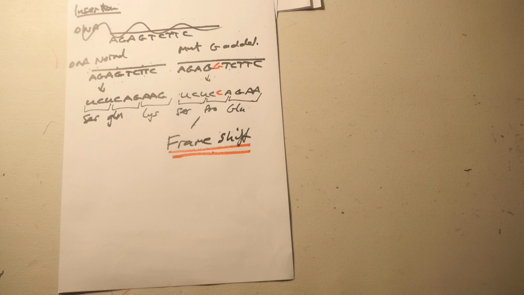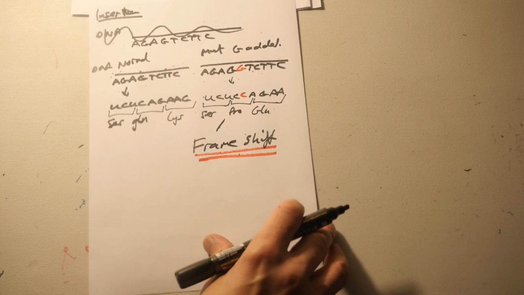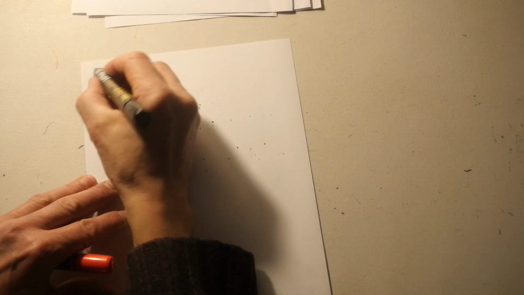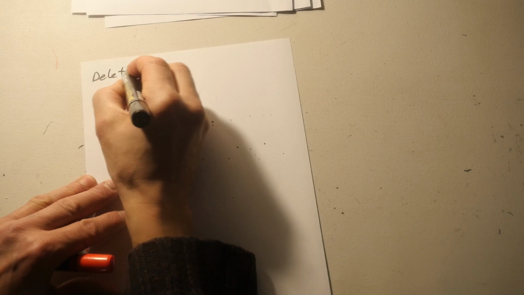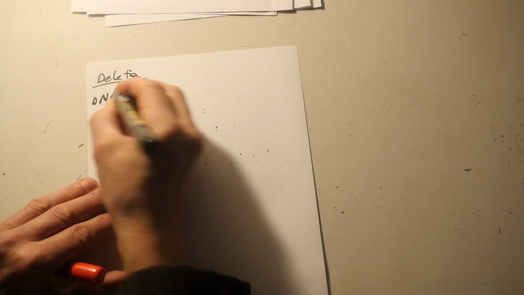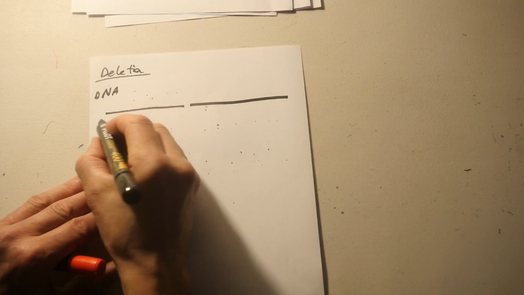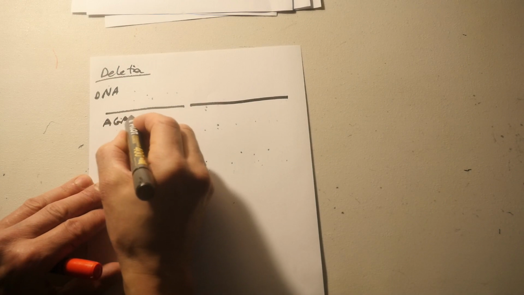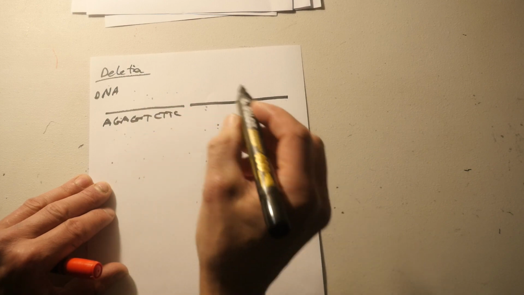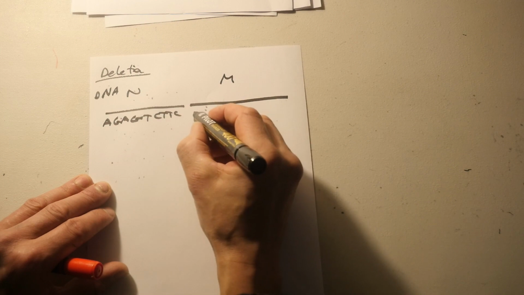Okay. And lastly, when you remove a base, quickly go over that. So DNA, you have A, G, A, G, T, C, T, T, C. That's normal, and this is mutant, okay?